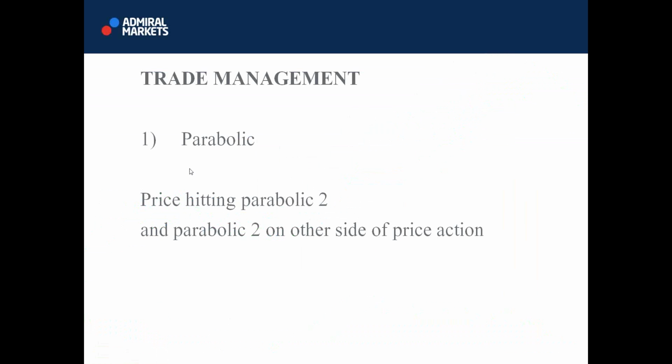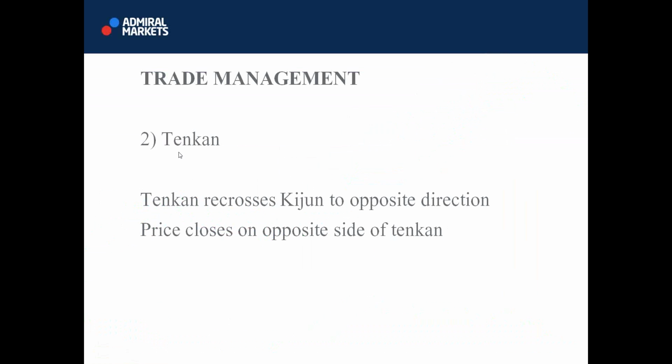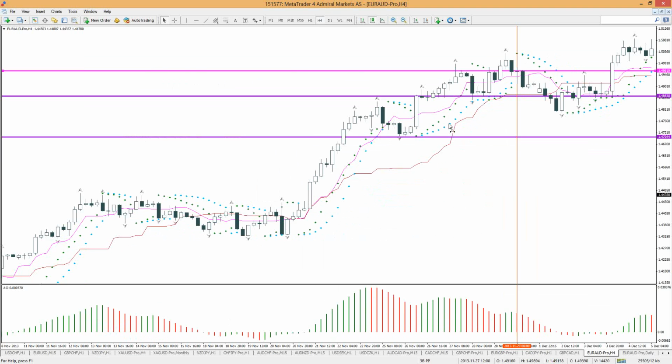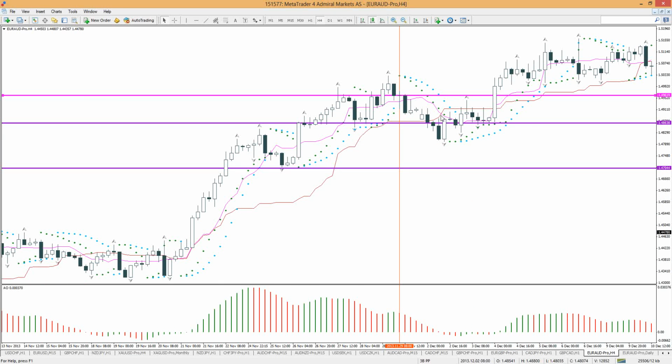The second potential exit would be the Tenkan. The Tenkan recrosses the Kijun to the opposite direction, but price also closes on the opposite side of the Tenkan. When does that happen? Well, let's take a look. You can see Tenkan and Kijun are crossing here, and the close is below the Tenkan. So the second exit would be right here. So it's not a great trade in this case.